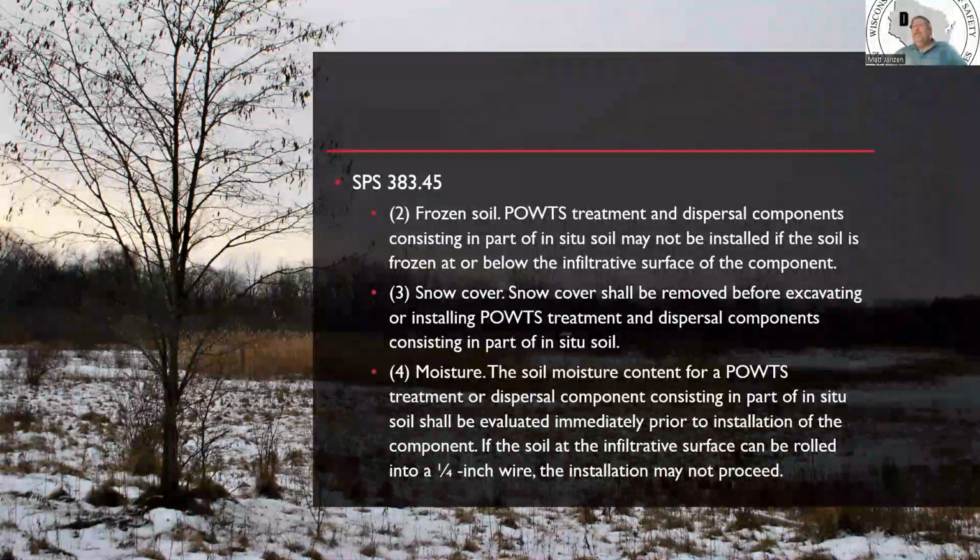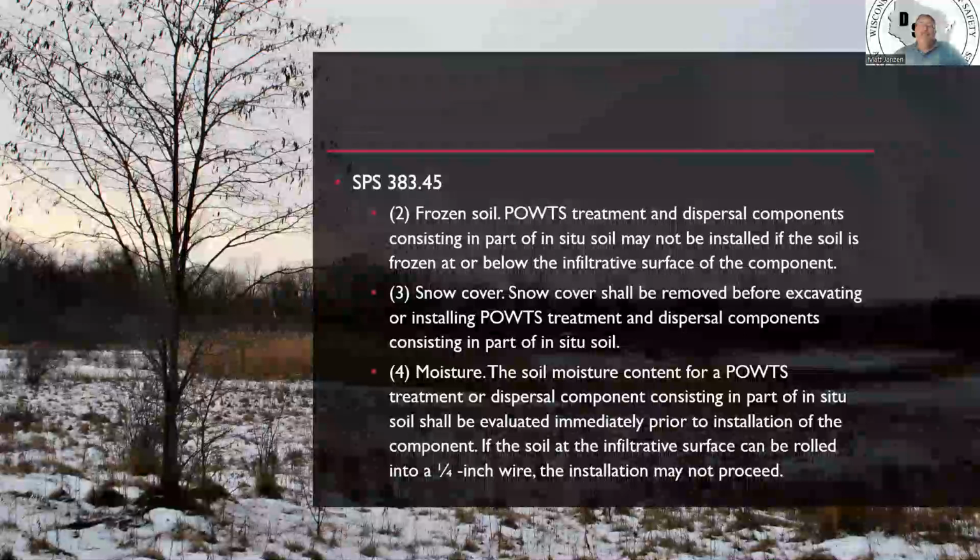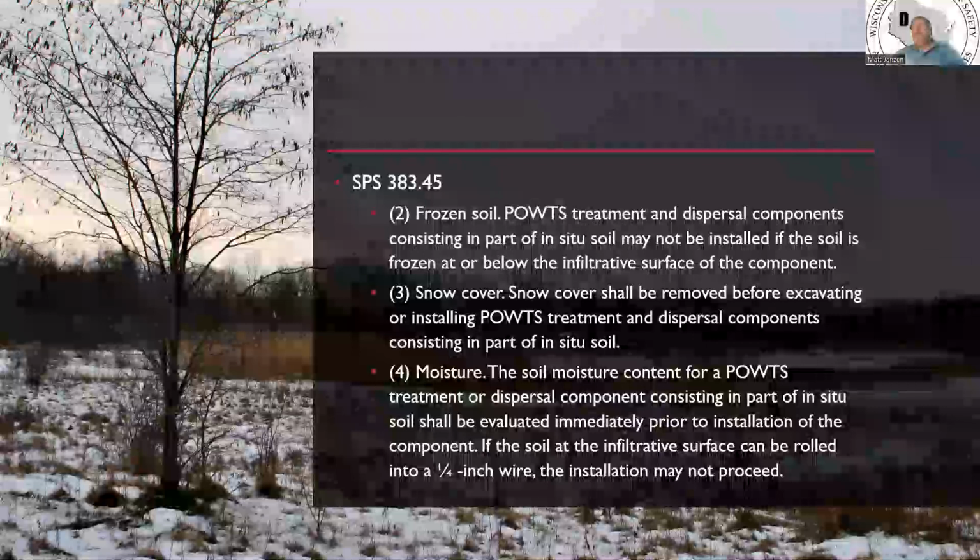The next one, parent 3, deals with snow cover. If you are doing something out there, snow cover has to be removed. That's for post treatment dispersal components consisting in part of in situ soil. So even if you're doing a conventional system, we don't want you digging through a foot of snow and then having that snow fall into the system, into the trench or whatever. Or in theory, you could have a light snow cover on top, and the soil can still be unfroze below, but you'd have to remove that snow cover.